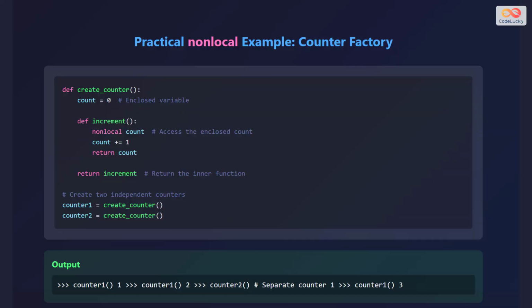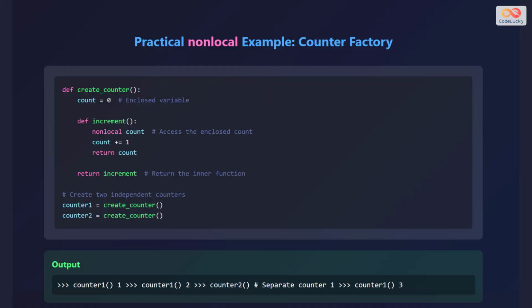Let's look at a practical example of the nonlocal keyword, a counter factory. We define a function called create_counter. Inside create_counter, we initialize a variable called count to 0. This variable will be enclosed by the inner function. Next, we define an inner function called increment. Inside increment, we use the keyword nonlocal to access the enclosed variable count. We increment count by 1 and return its new value. Finally, create_counter returns the increment function itself.